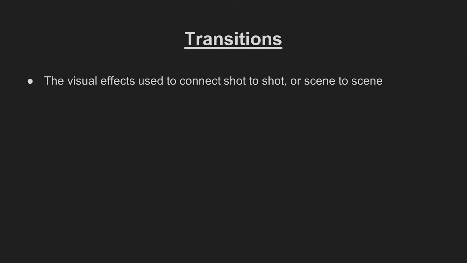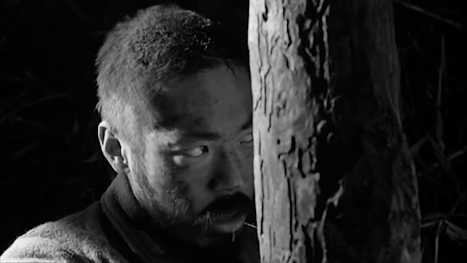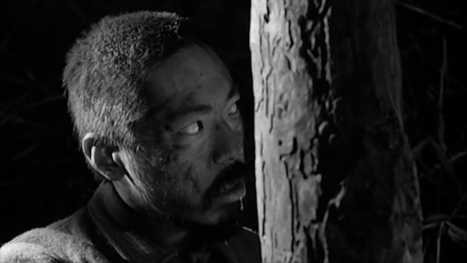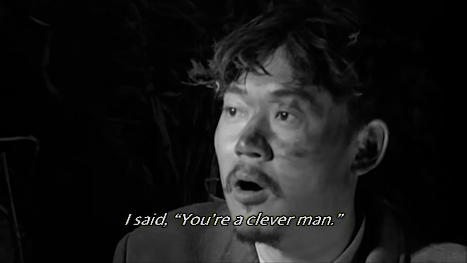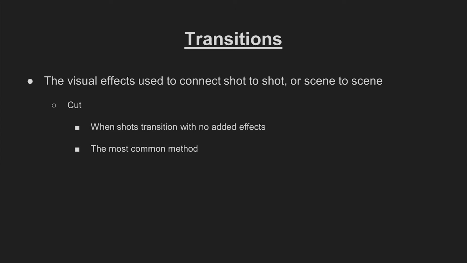Transitions are the visual effects used to bridge one shot to the next. The most basic of which is the cut, where the transition contains no effect at all. This is the most common shot transition by a mile, and you've most likely seen the cut thousands of times.